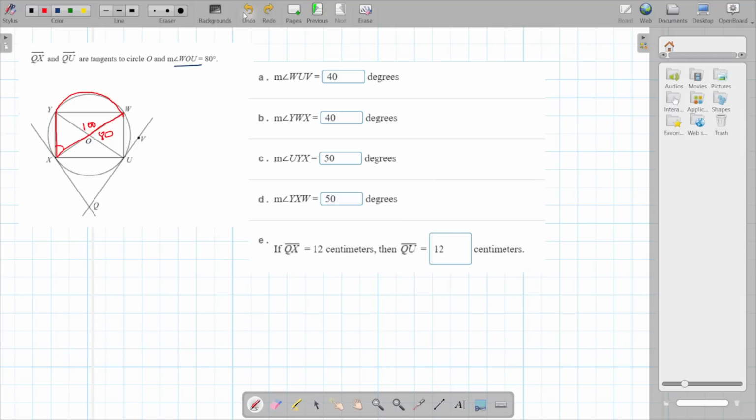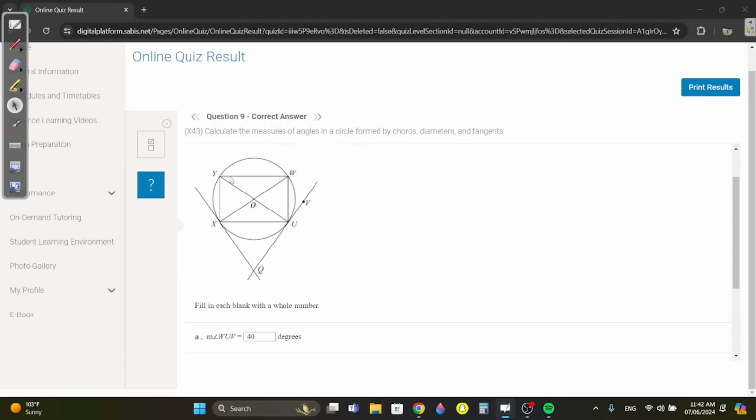If QX equals 12 centimeters, they said this is 12, how much is QU? It's 12. It's a theorem. Tangent segments: two tangent segments coming from the same external point are congruent. These two are tangents, and they're coming from the same point, Q, hence they are congruent.